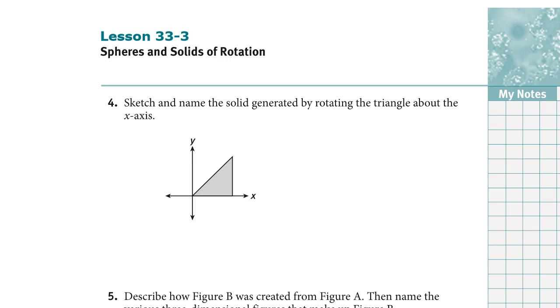On to number 4. Draw and name the solid that's created by rotating a triangle around the x-axis. Again, it's hard to imagine this. You've got to try to visualize what's happening. We're going to take this triangle and rotate it around this axis line back to where it started. It's going to create a cone.